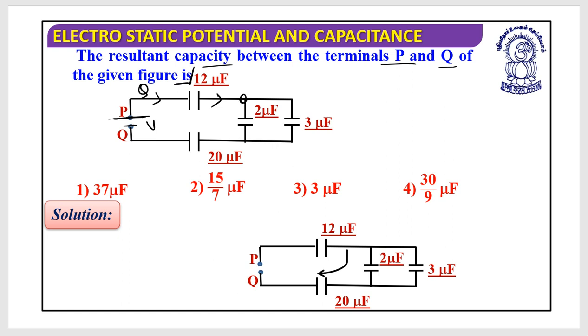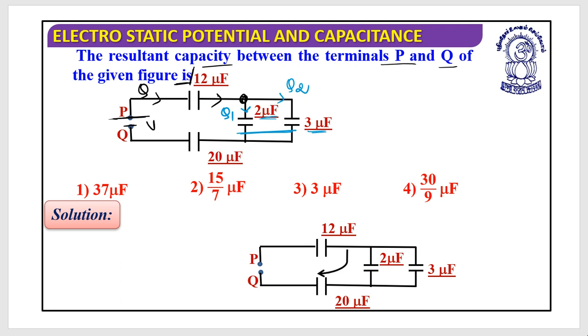When it reaches this position, I hope you can see this carefully, it must be having two paths, one is the q1, another is the q2. So here it is having alternate paths, and when these are having alternate paths, that means these two are connected in parallel. Yes, I'm talking about this 2 microfarad and 3 microfarad.